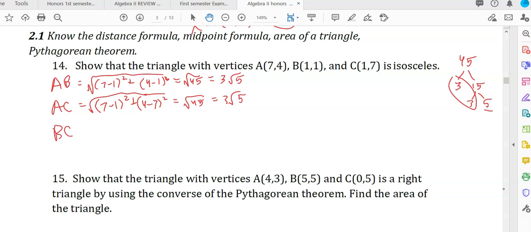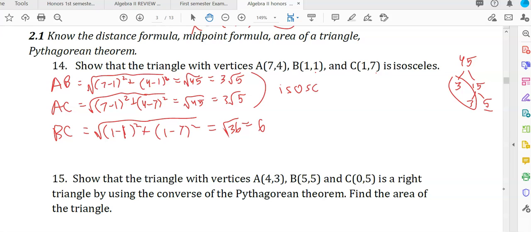And then BC is equal to, let's see, oh, that's interesting. So 1 minus 1 squared plus 1 minus 7 squared, which is 0 plus, so square root of 36, which is 6. Okay, so we have proven that this is definitely isosceles because two sides are equal.